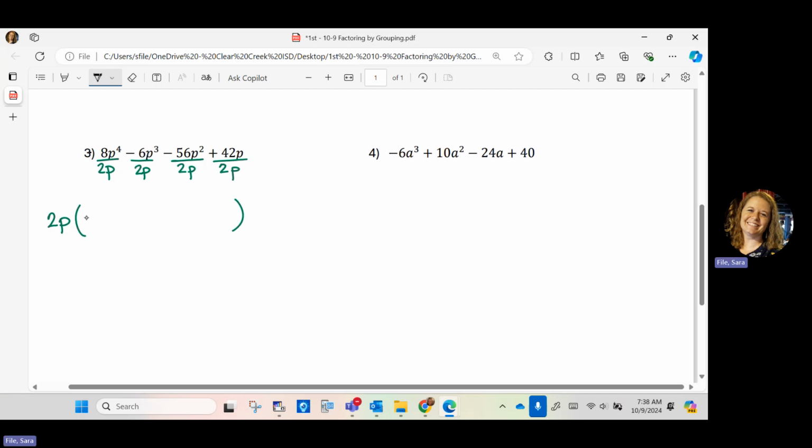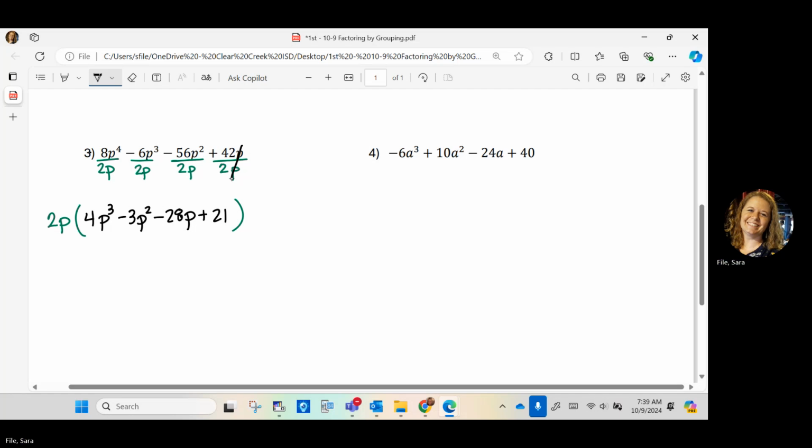So 8 divided by 2 is 4. P to the 4th over p is p cubed. Negative 6 divided by 2 would be negative 3. It's going to leave me with p squared. Negative 56 divided by 2 is going to be negative 28. P squared divided by p is p. And then 42 divided by 2 is going to be 21. And those p's reduced. So far, so good?